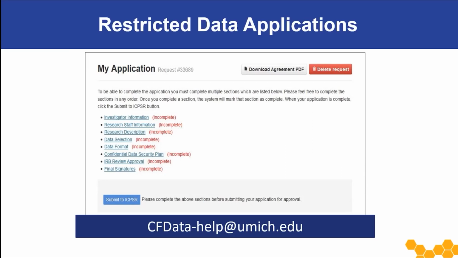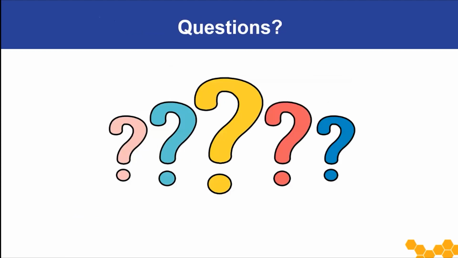Archive staff are available to assist you with your application and to answer any questions you may have along the way. So please just email us at cfdata-help@umich.edu. And now we are happy to take a few questions.